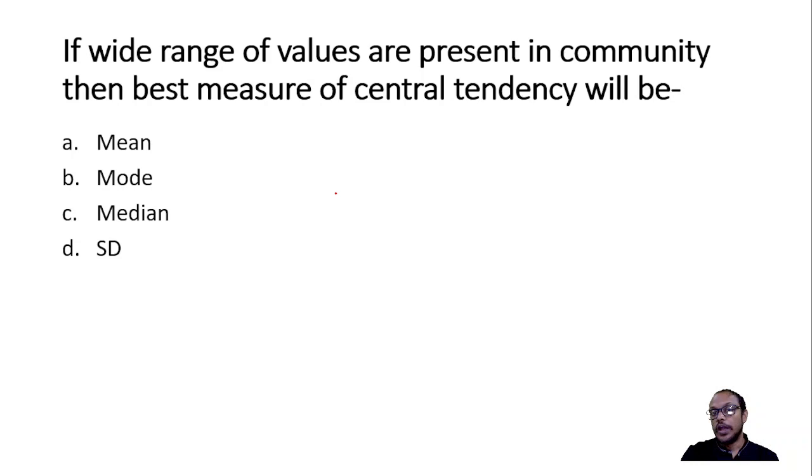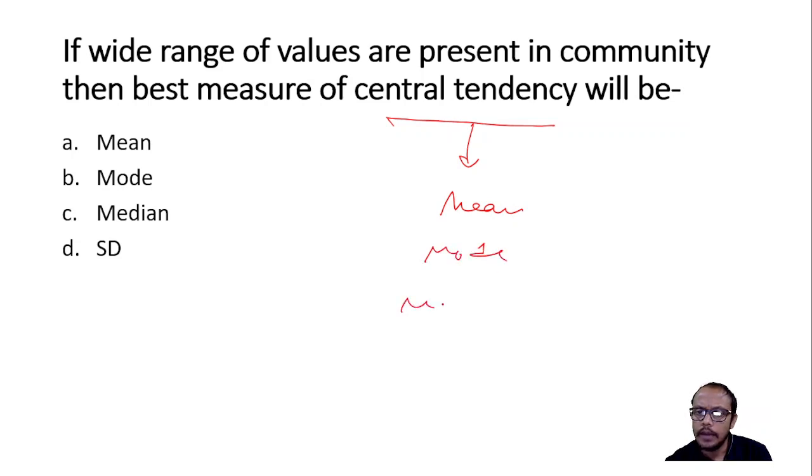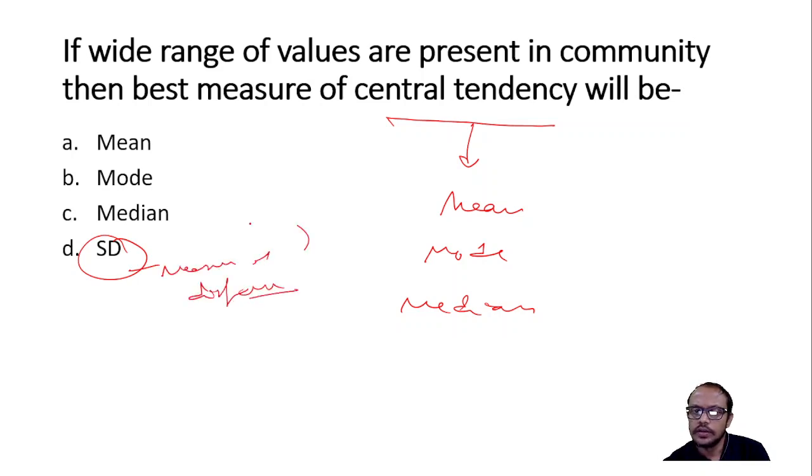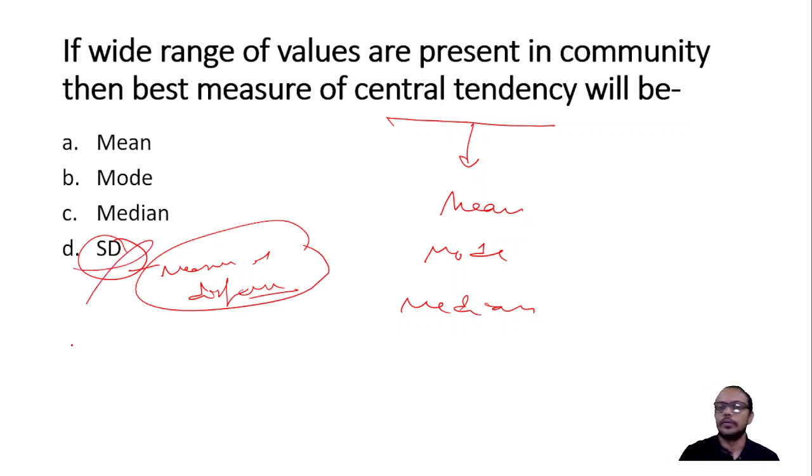Wide range of values are present in the community, which can be the best measure of central tendency? Okay. Now, this is a question of statistics. Central tendency has 3: mean, mode and median. Standard deviation is a measure of dispersion, so it has been ruled out here. Now, between mean, mode, median, what is the best measure of central tendency if a wide range of values are present?